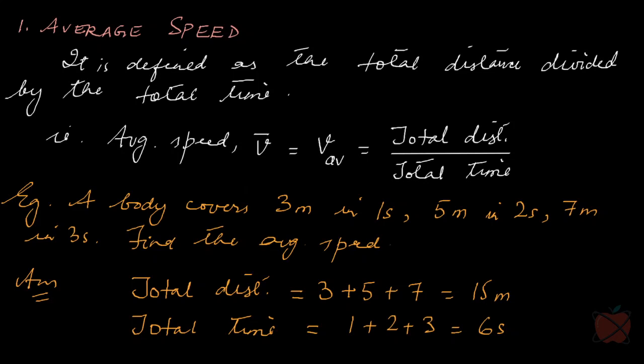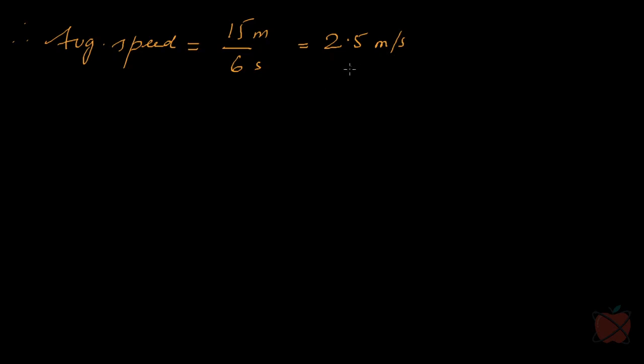So we will just put it in the formula. Therefore, average speed of the body will be total distance, which is 15 meter, by 6 seconds. So that is 15 by 6 meter per second. And what is 15 divided by 6? This comes out to be 2.5 meter per second.